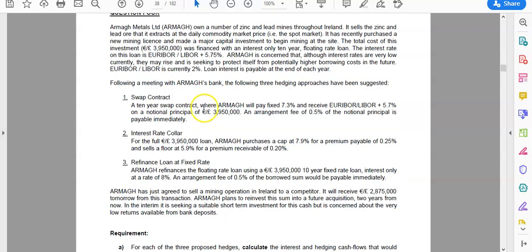So I'm assuming you've read through the question. Essentially, this company now has a loan of 3.95 million, and they currently are exposed to interest rate risk because they're borrowing at a floating interest rate, or what we also call a variable interest rate. So Euribor plus 5.75%. And Euribor currently is 2%. And of course, if you have a loan, you're afraid that interest rates will rise. So they want to manage that.